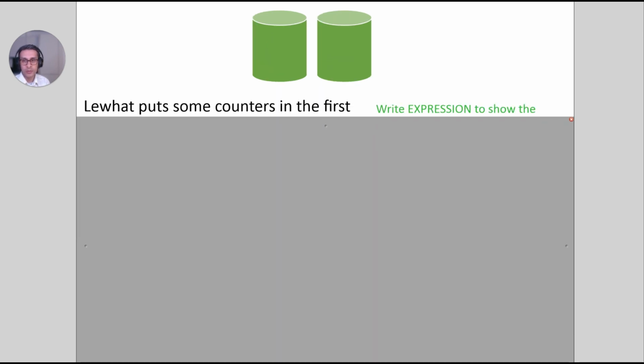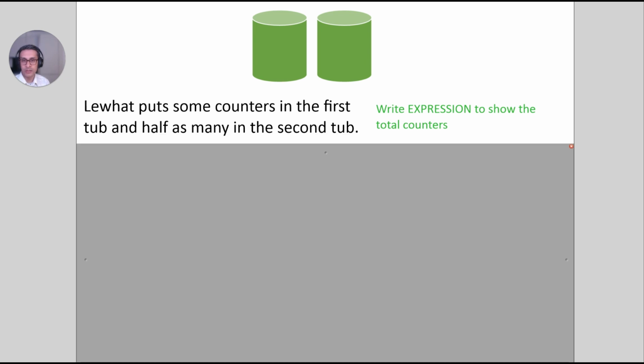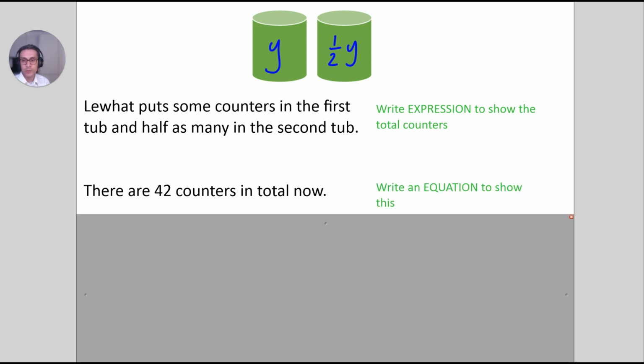So looking at another example, Liwat put some counters in the first tub and half as many in the second tub. Write an expression to show this. So there's y counters here and then half y counters in the next tub. There are 42 counters in total now. Write an equation to show this. So we know that when we add these up, that would be the expression, but to make an equation it's going to equal 42.